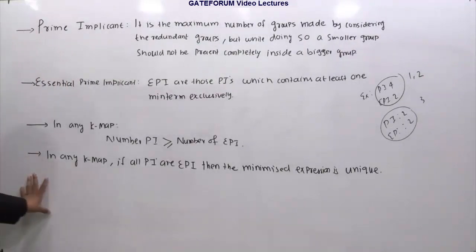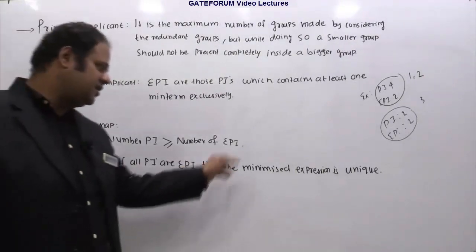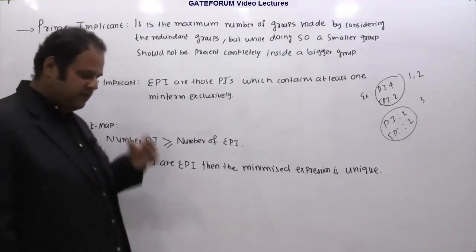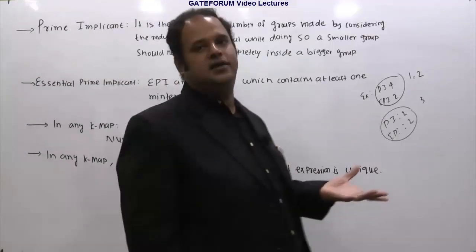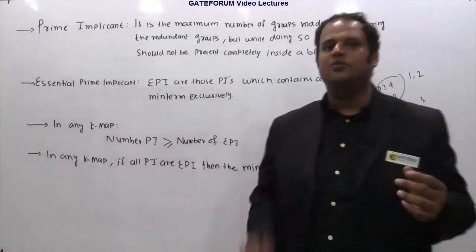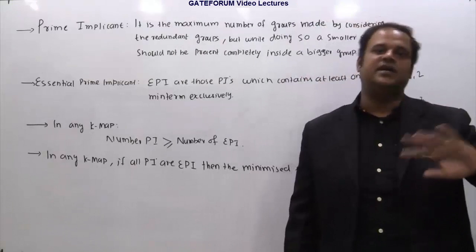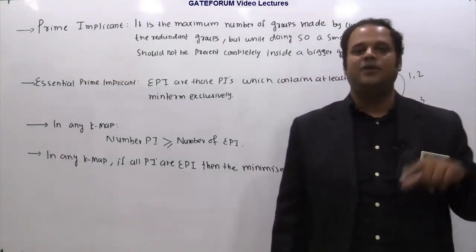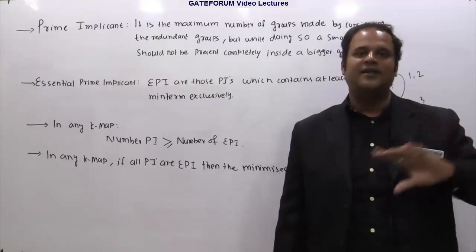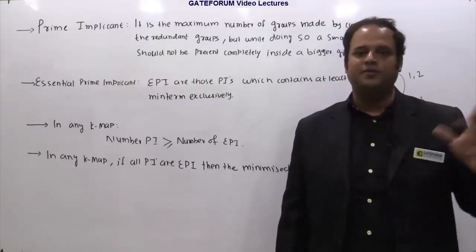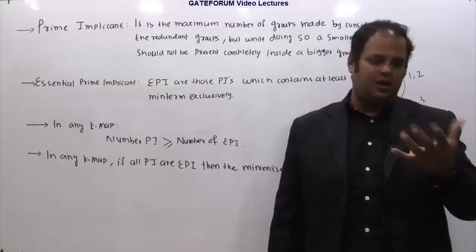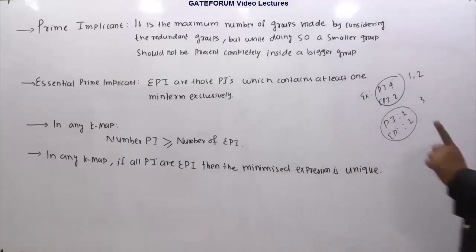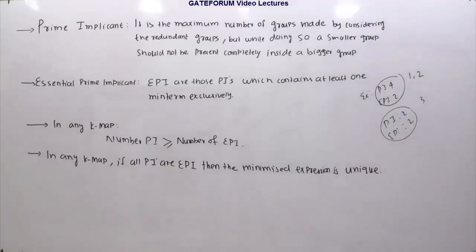Next, in any K map, if all PIs are EPIs, then the minimized expression is unique. I hope this is also clear, because if all the groups are representing EPIs, then what does this mean? That means all this grouping contains at least one min term which is not covered by other groups. So it makes sense that in that case it will be unique in nature. In other words, there is no other way, or there are no other groups which can cover all the min terms. So in any K map, if all PIs are EPIs, then the minimized expression is unique, right?